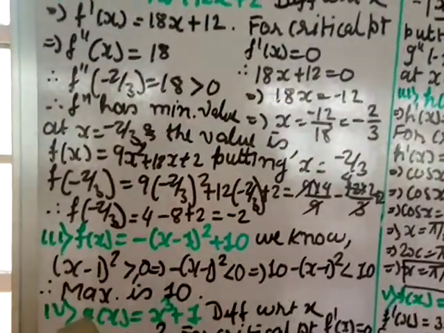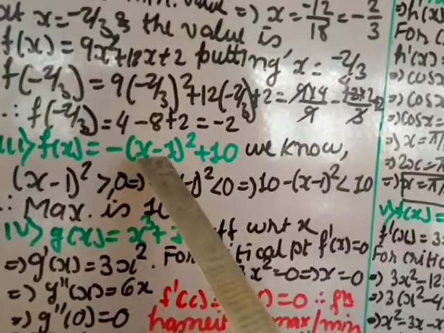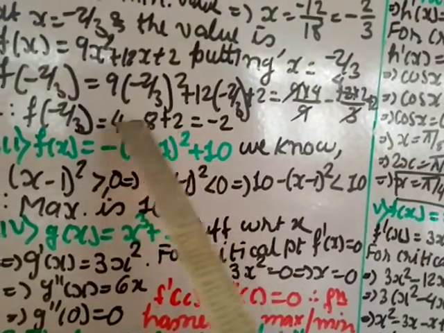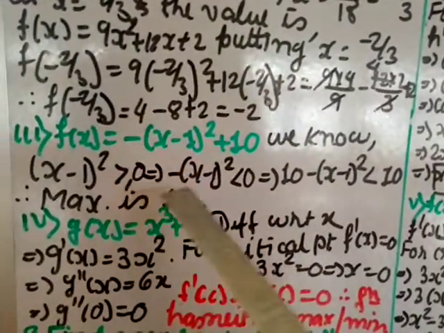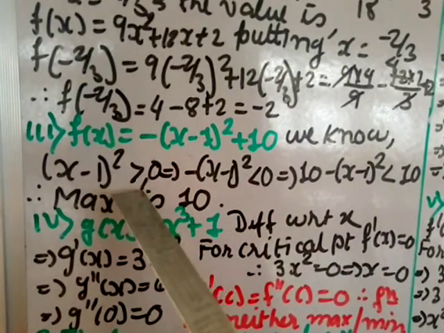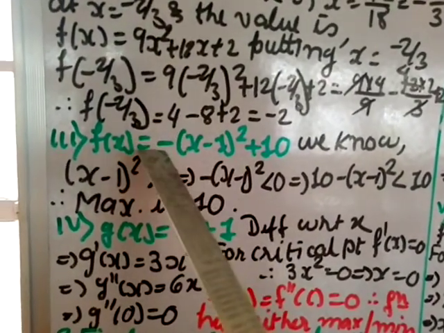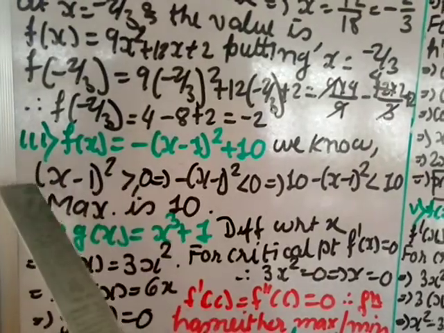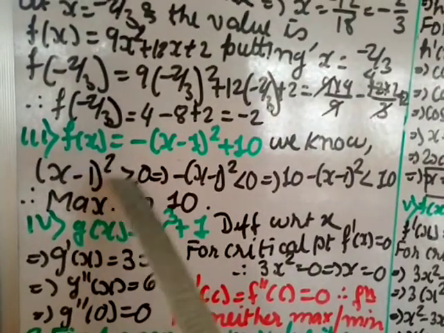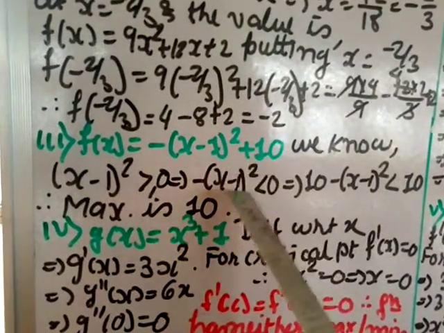Okay, Roman number 3. f(x) is equal to minus (x minus 1) whole square plus 10. Now we know here a square value is there, so I will use that fact. We know that (x minus 1) square is always greater than or equal to 0. But here it is negative, so I will multiply by minus on both sides. Now when you multiply by minus, the inequality will change, so greater than becomes less than.